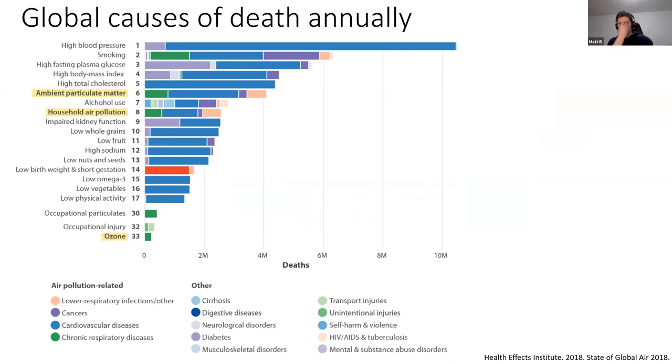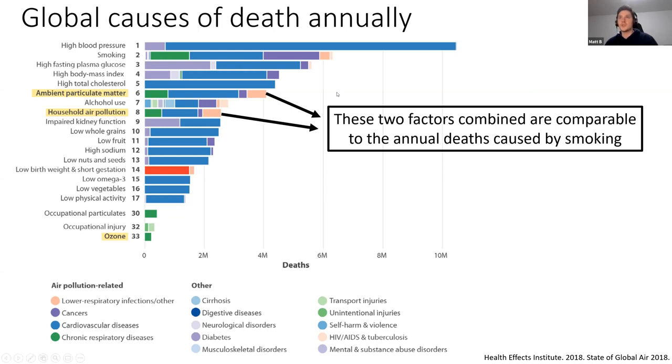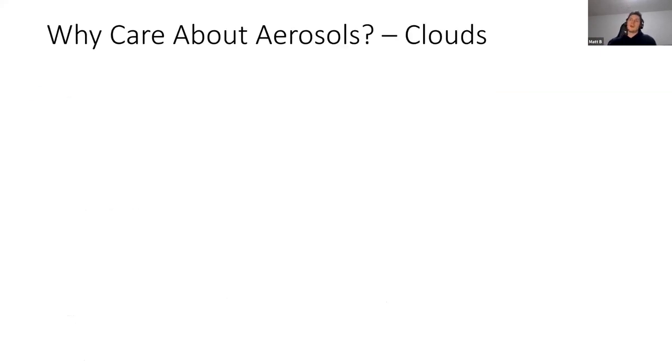And then this is just another summary of this to put it more in perspective. So this is another report of the global causes of death annually. And you can see obviously high blood pressure due to obesity is quite high on the list, but you can look right here, you have ambient particulate matter and then household air pollution, which is also mostly particulate in nature. And just want to point out that these two factors combined are comparable to the deaths caused by smoking. So what's interesting about this is that you can choose to smoke, but you can't choose the air you breathe. So it's a very, very interesting problem that doesn't get a lot of attention, but it's a global health concern for everyone.